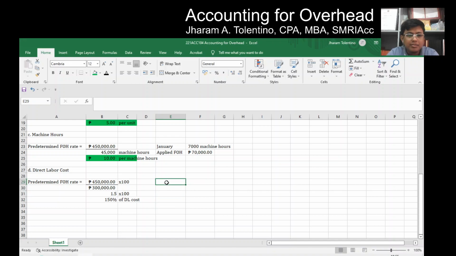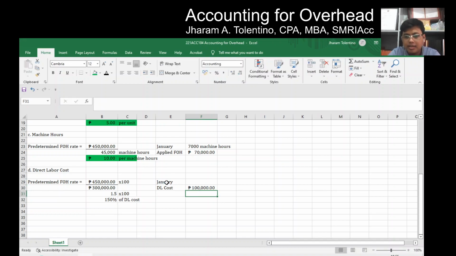So, halimbawa, the month of January, ang direct labor cost na na-incur is, let's say, 100,000. Para simplified. How much will your applied factory overhead be? Madali lang. That's 100,000 times 1.5 or 150%. So, we have 150,000.